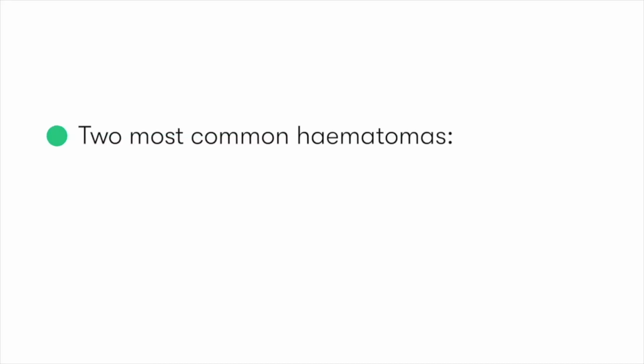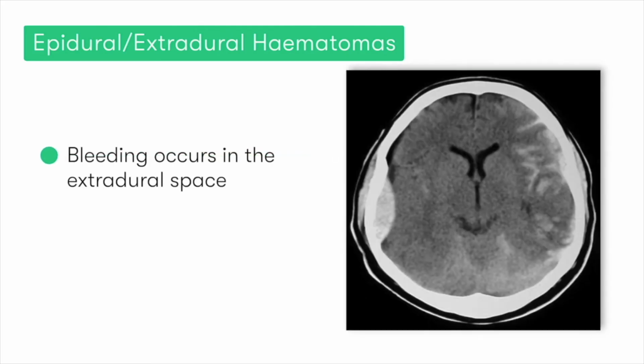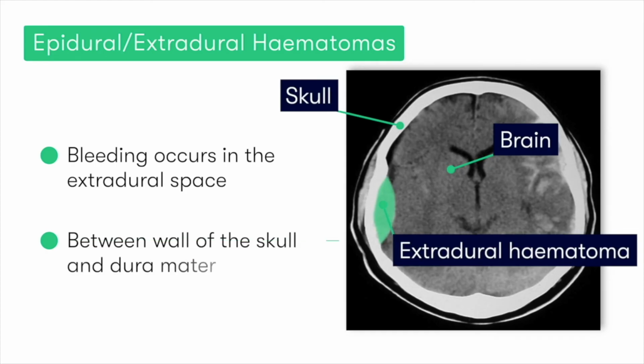So starting with hematomas, the two most common hematomas that we look for are epidural or extradural hematomas and subdural hematomas. So let's have a look at epidural hematomas first. Epidural or extradural hematomas, as the name suggests, is when bleeding and hematoma formation occurs in the extradural space, between the wall of the skull and the dura mater.